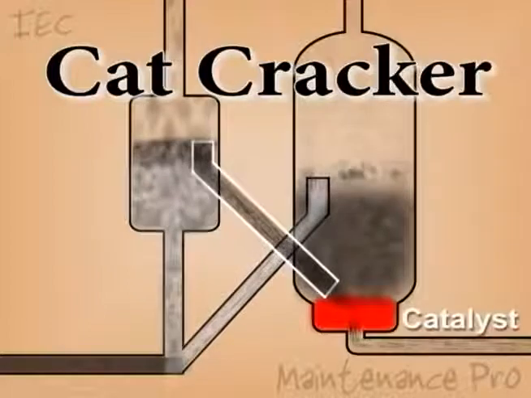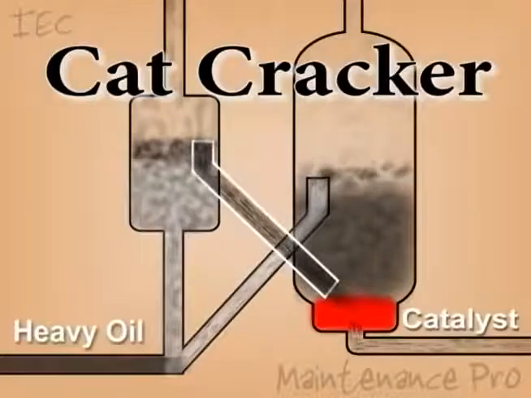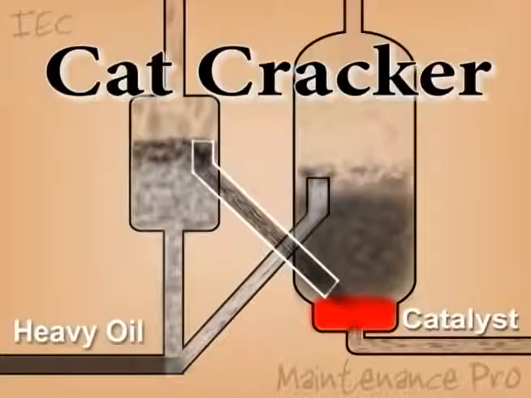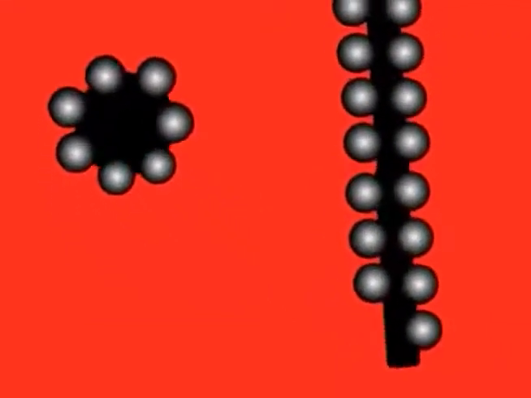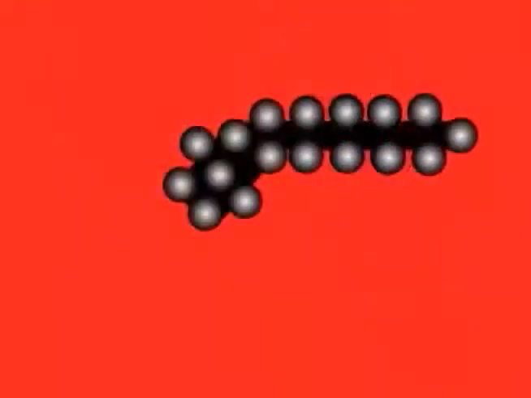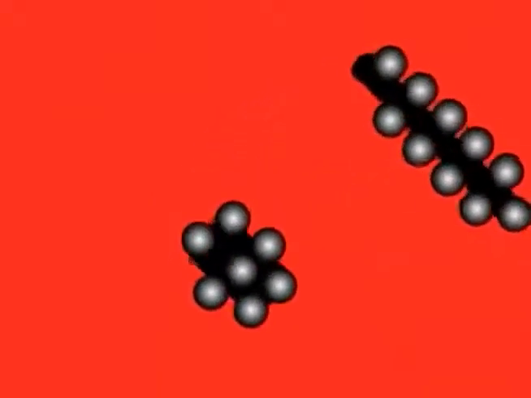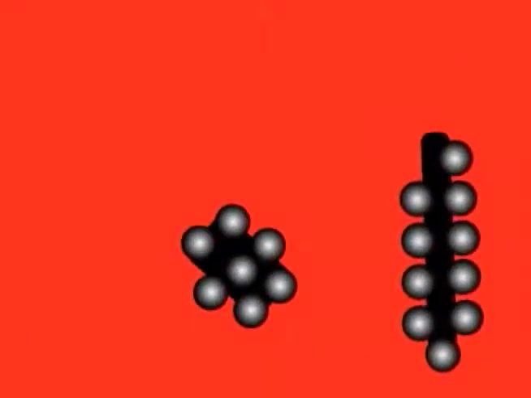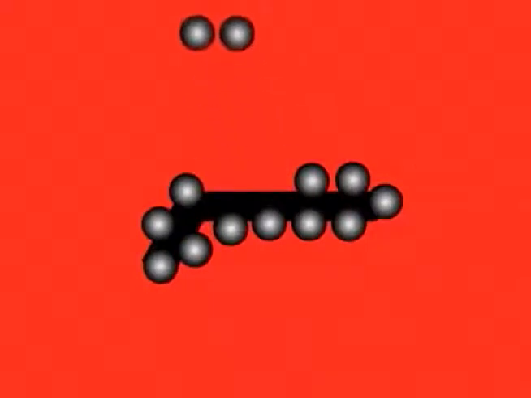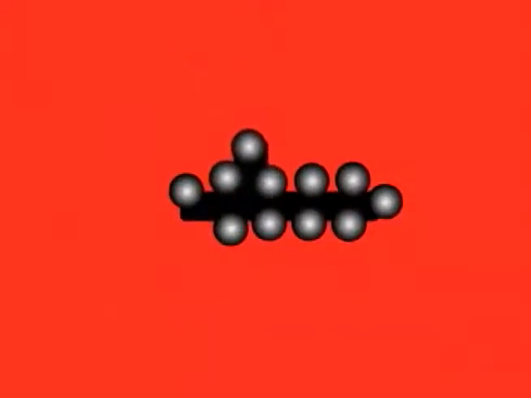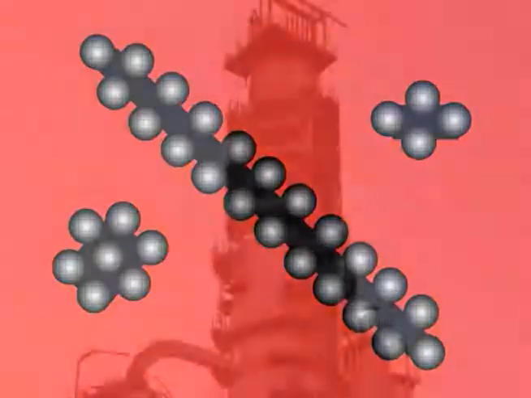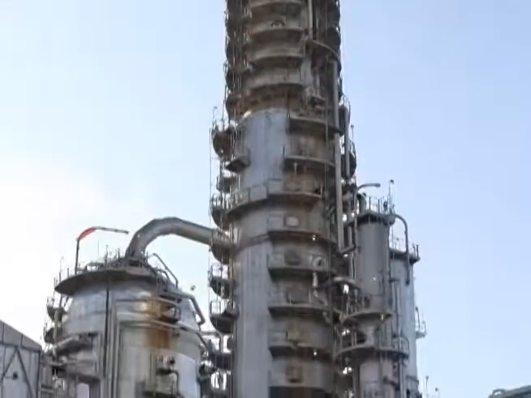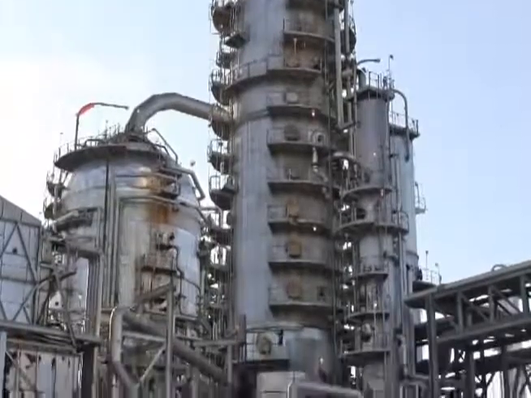Steady flow of catalyst meets a steady flow of heavy oil, and cracking goes on continuously, producing new shapes of high-octane gasoline. Besides gasoline, cracking produces petroleum gases and diesel fuel. All these products are passed to a distillation column where they are separated.